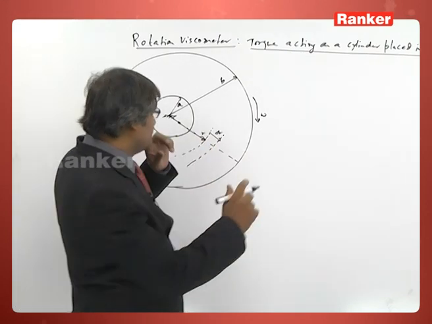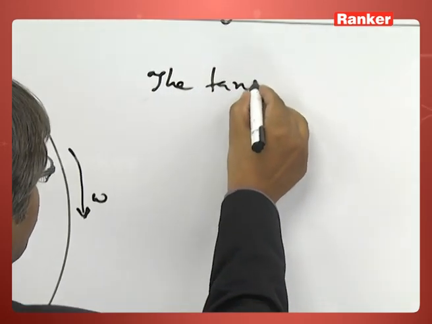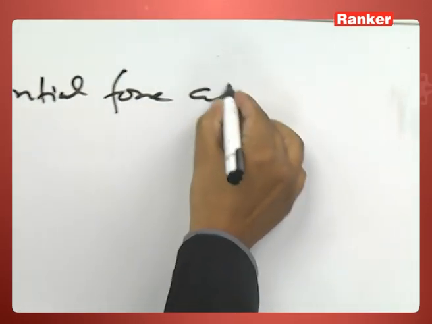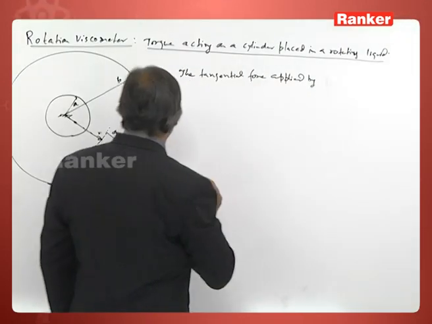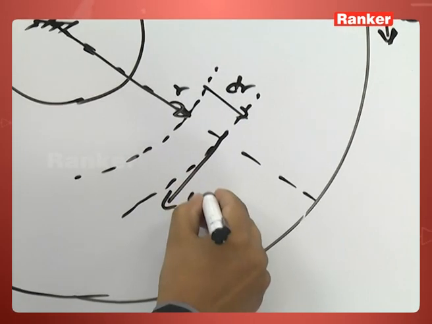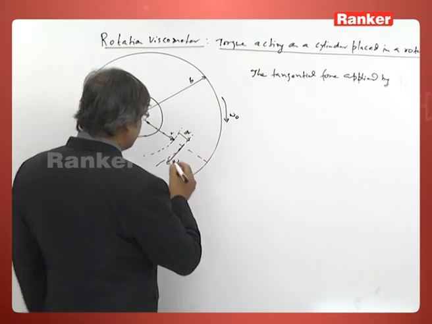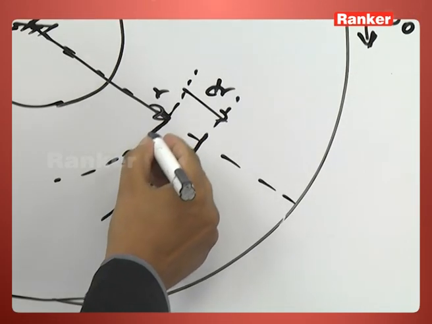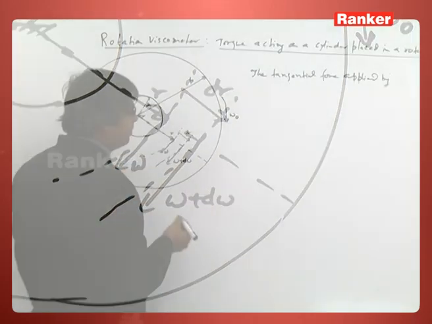Or so, the tangential force applied by, suppose here I say that it has an omega angular velocity and suppose this is omega naught, the outer one. So, you see the omega changes. So, here if it is omega inside, here omega plus d omega will be there.